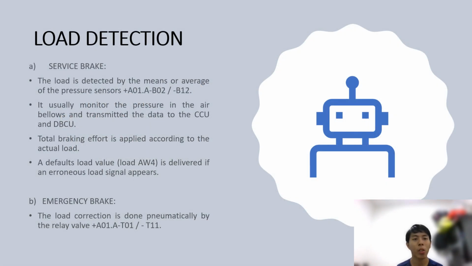Okay, next, load detection. The first load detection is for service brake. The load is detected by means of the average of the pressure sensor plus A01.A-B02/B12. It usually monitors the pressure in the air bellows and transmits the data to the CCU and DBCU. Total braking effort is applied according to actual load. A default load value, load AW4, is delivered if an erroneous load signal appears.